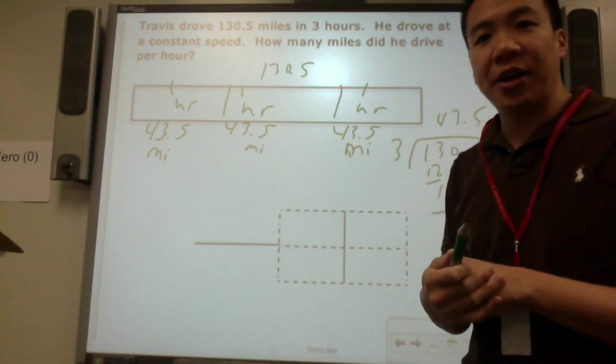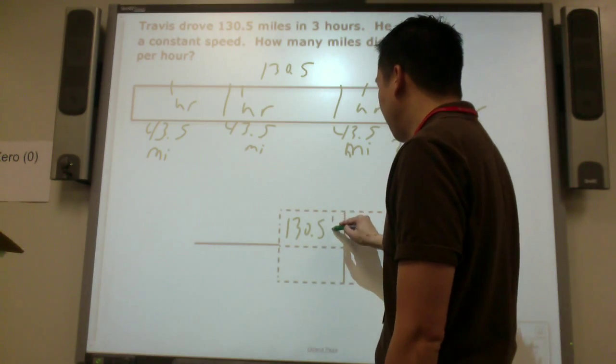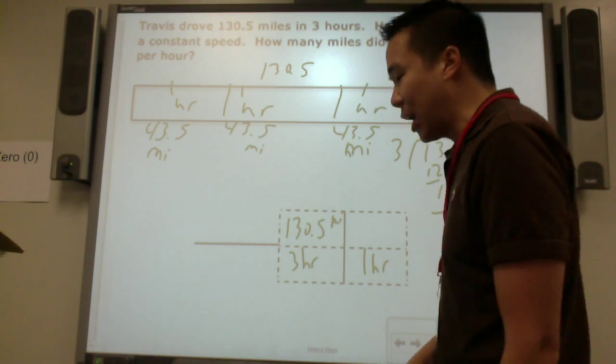So this is the bar diagram. Some people may prefer the box diagram. 130.5 miles in 3 hours, 1 hour. How do I break down 3 hours to 1 hour?